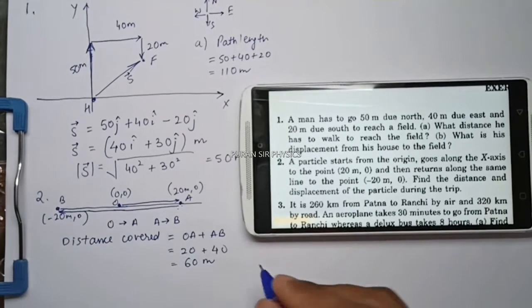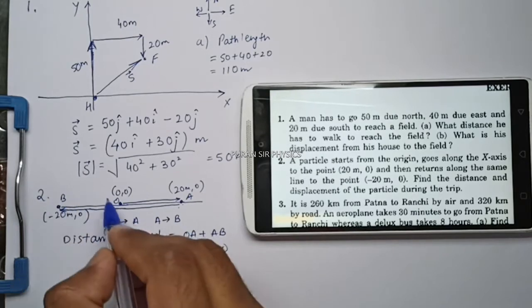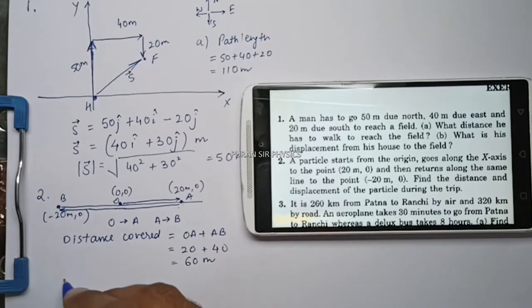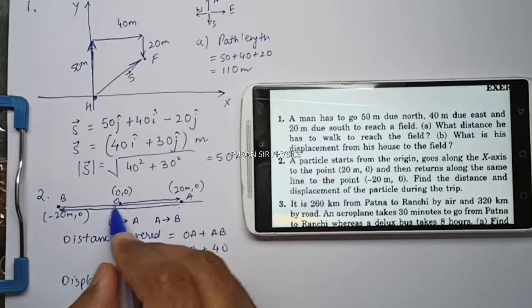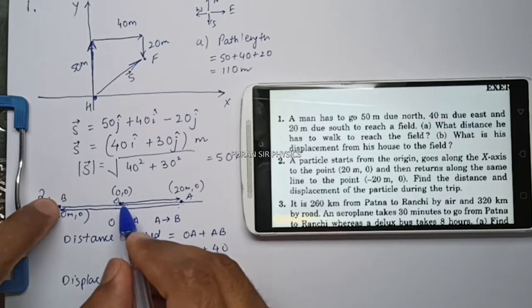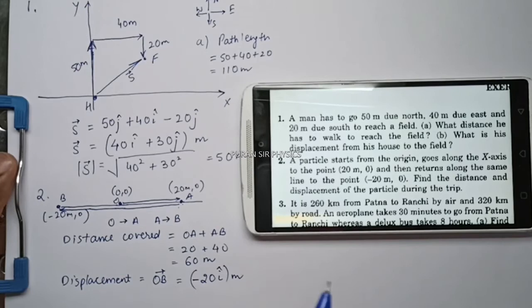And if we want to find the displacement, the displacement will be OB vector. The magnitude of OB vector is 20, so it will be minus 20 i cap in meters. So this is the answer of question number 2.